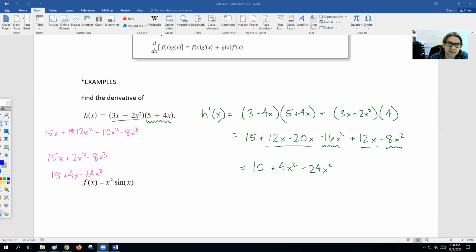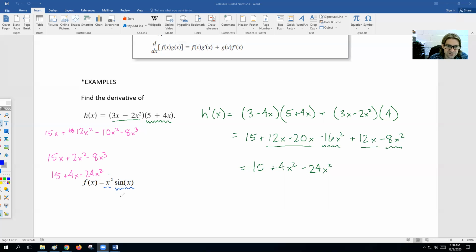So this problem here is probably not the best example of why the product rule is important, but it shows or proves that the product rule works. The reason it's important is when we have problems that we can't just FOIL out and simplify. So if we have x squared times sine of x, we can't distribute this at all. It's just x squared times sine of x. But we should still be able to take the derivative of that function.